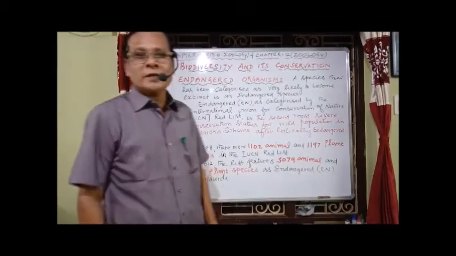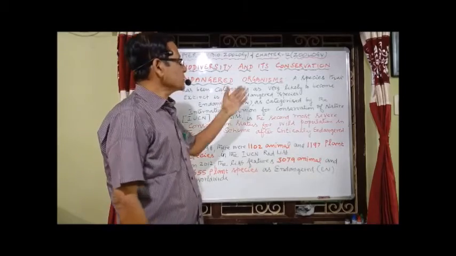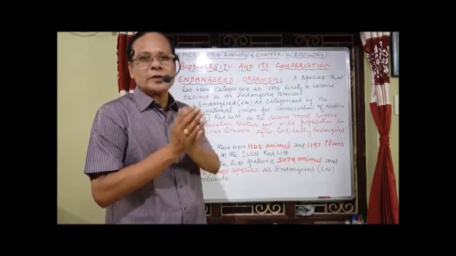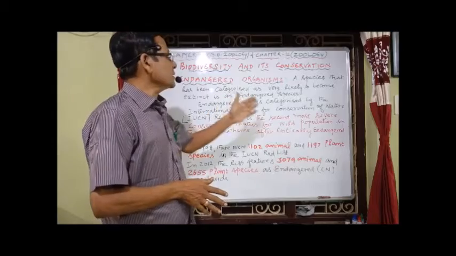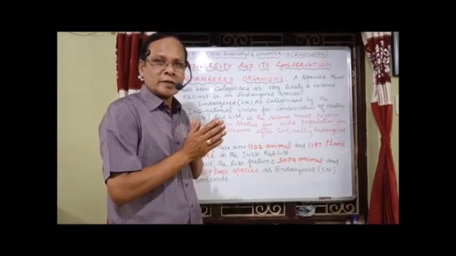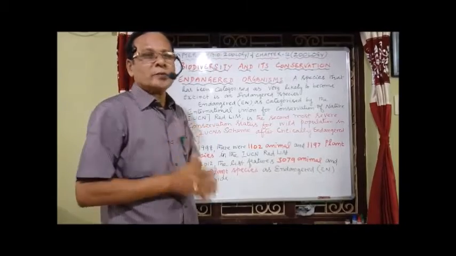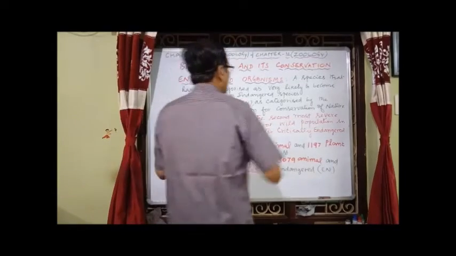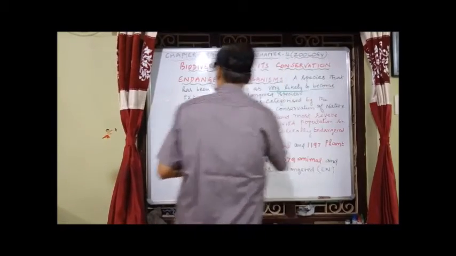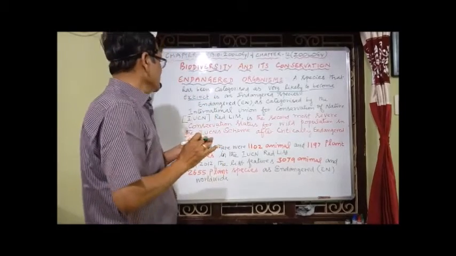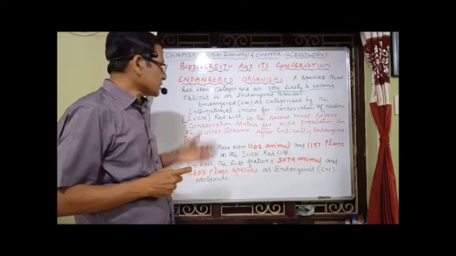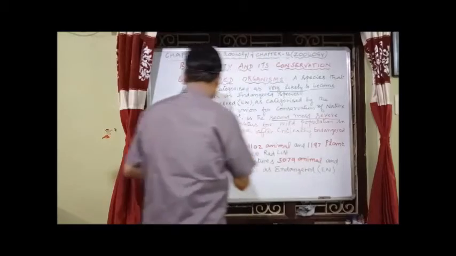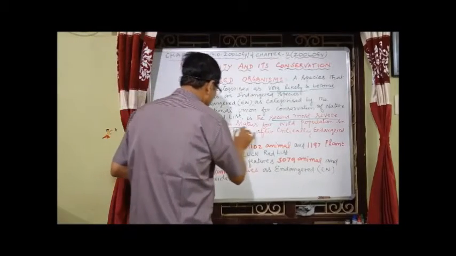Now a few words about endangered organisms. What are endangered organisms? A species that has been categorized as very likely to become extinct in the course of time, going to become extinct soon, is an endangered species. This is the second most severe conservation status.